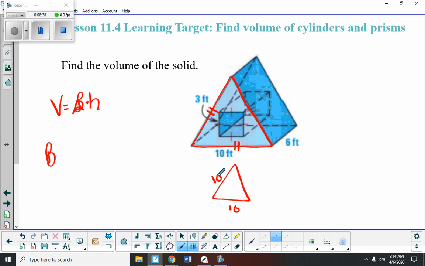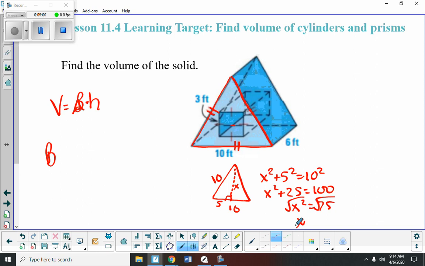But we don't know the height, so we're going to have to drop a line down, okay? And we could use a Pythagorean theorem. We have to find the height. So we'll do x squared plus 5 squared equals 10 squared. So then x squared equals 75. And the square root of 75 is equal to 8.7 approximately. So this is 8.7.